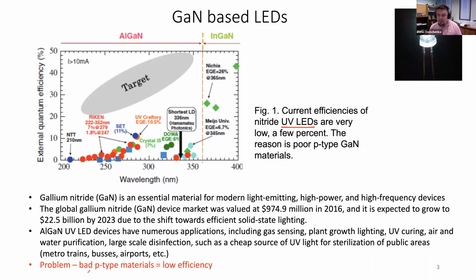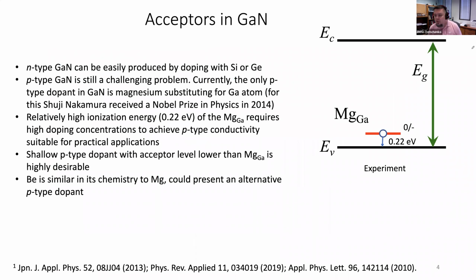Bad P-type material is the root cause of the problem. Bad P-type material means low efficiency. And here's why. I'm going to need to move this out of the way, maybe over here. Excuse me for a second. I'm trying to play with it, Zoom wouldn't let me. Okay, let's do it like this.